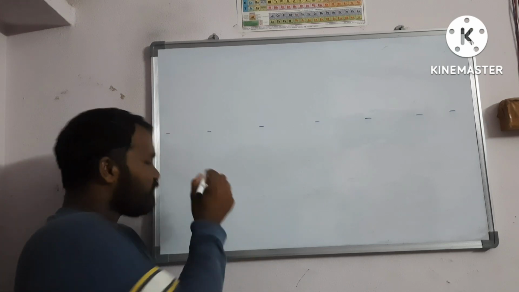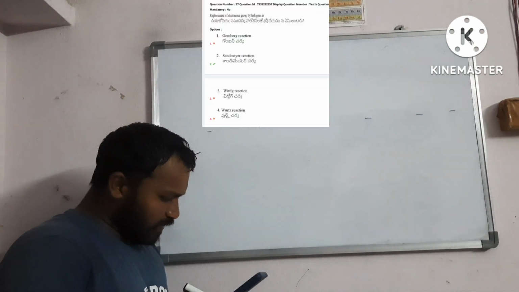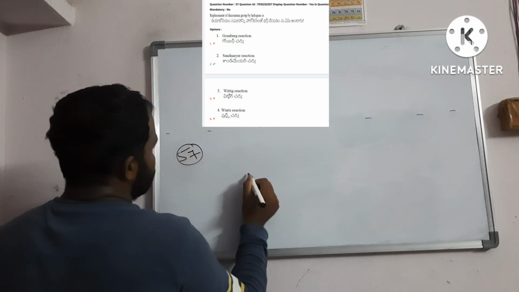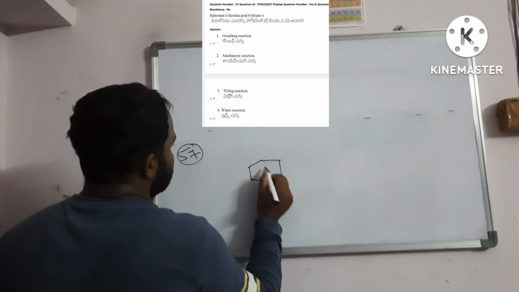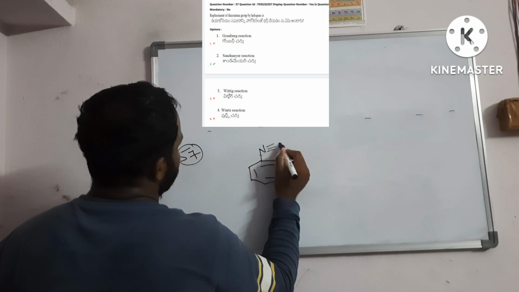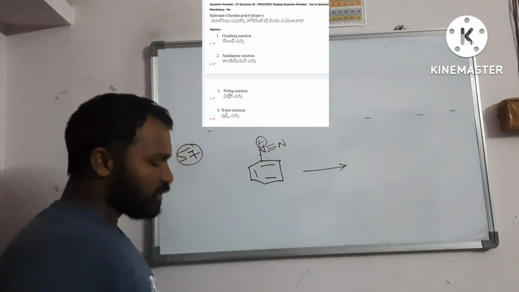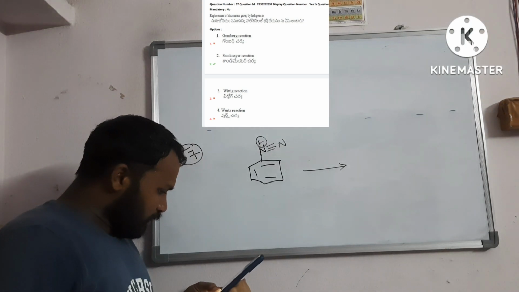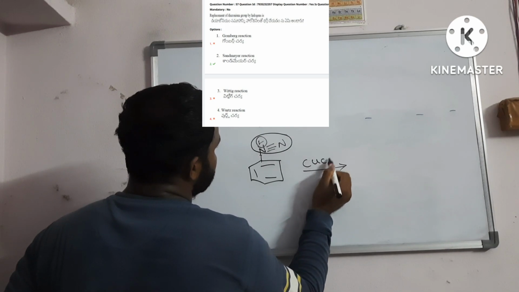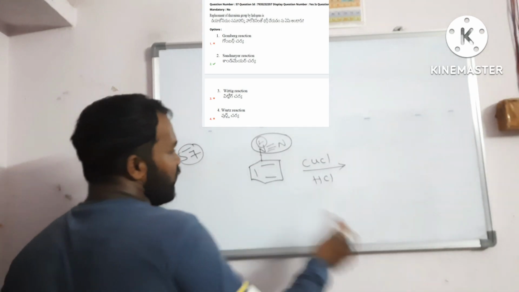Next, question number 57. What is that? Replacement of the diazonium group by halogens. This is the diazonium salt, N triple bond N, this is N plus. This is the diazonium salt. Replacement of what did they ask? Replacement of the diazonium group. This group is replaced by halides. That means we should take it in the presence of copper chloride and HCl. Copper chloride, bromide, whatever halide it is, you should take.